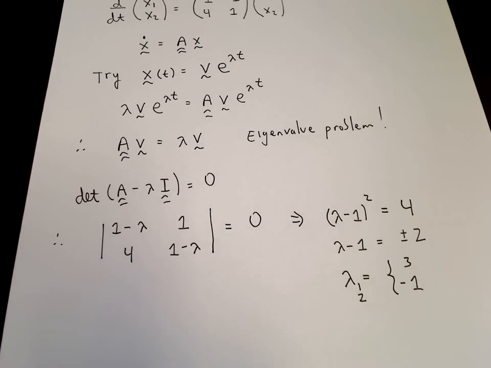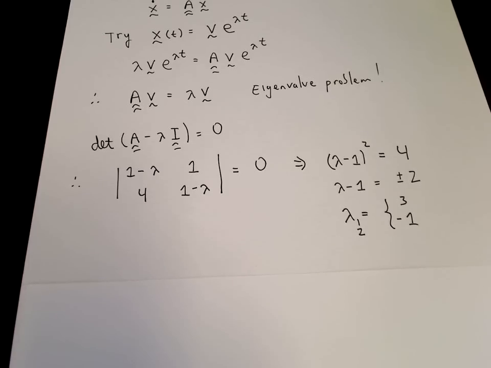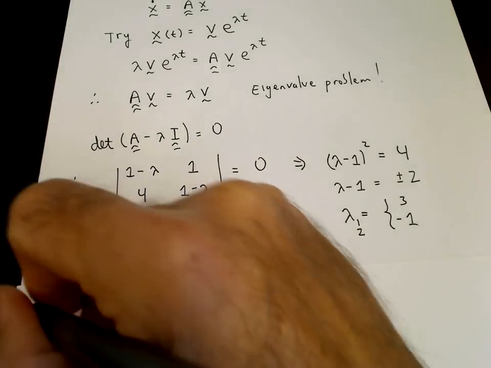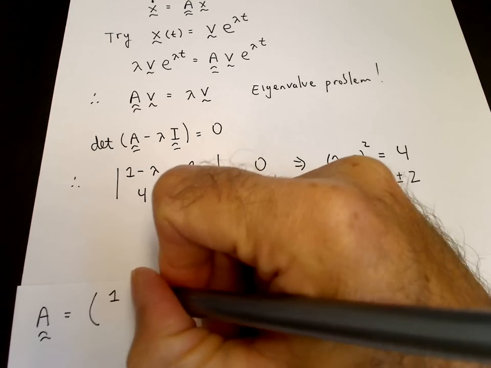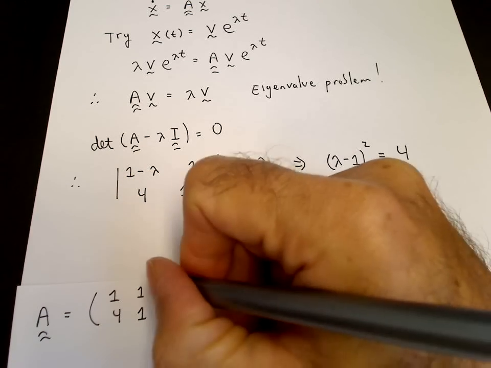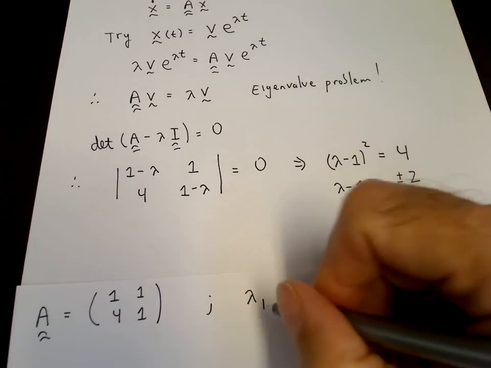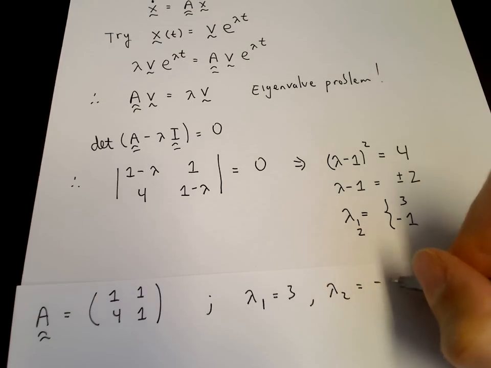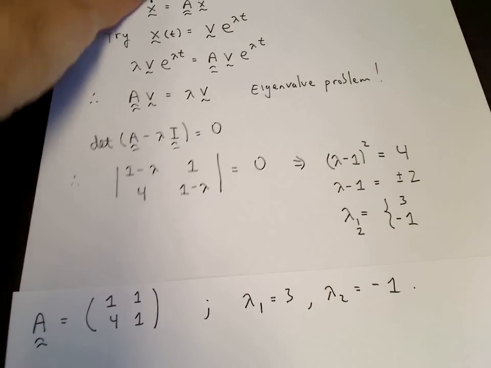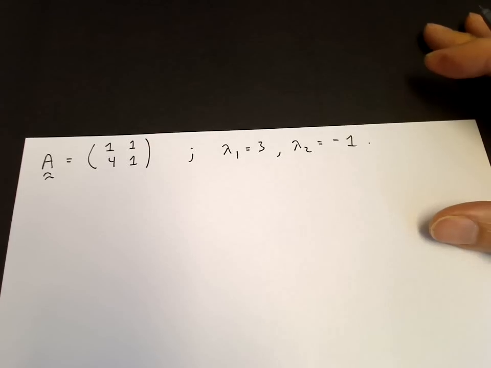So now we have the eigenvalues, so we need to find the eigenvectors. Let me rewrite A here. That's our 1, 1, 4, 1. And then we have two eigenvalues. Lambda 1 is 3. Lambda 2 is minus 1. So let's find the eigenvectors then. We can compute the eigenvectors.